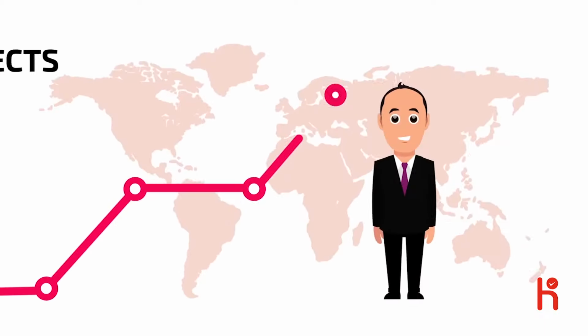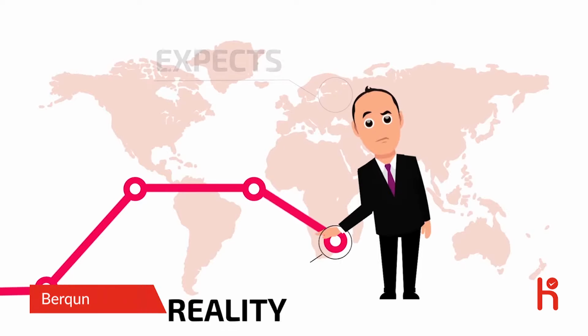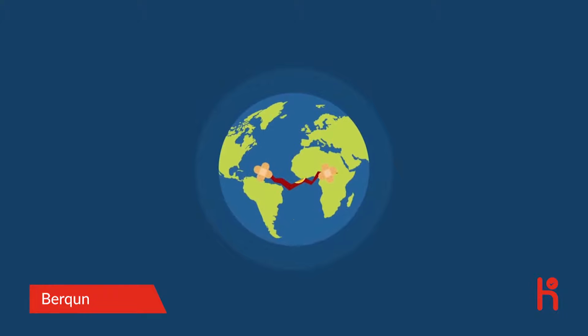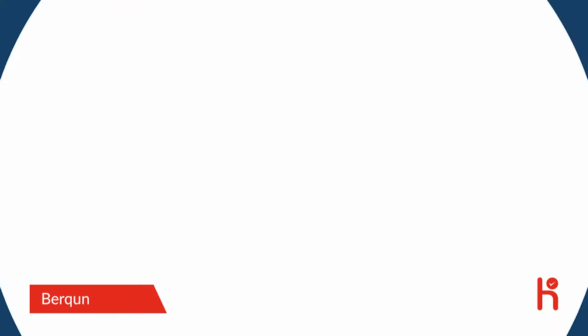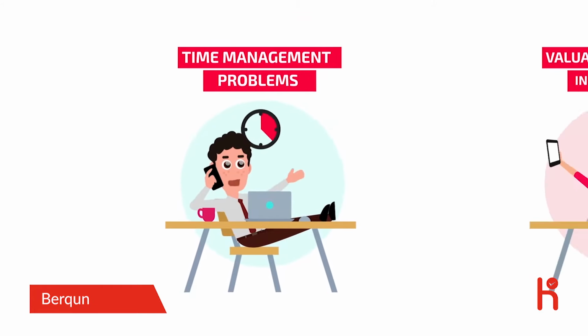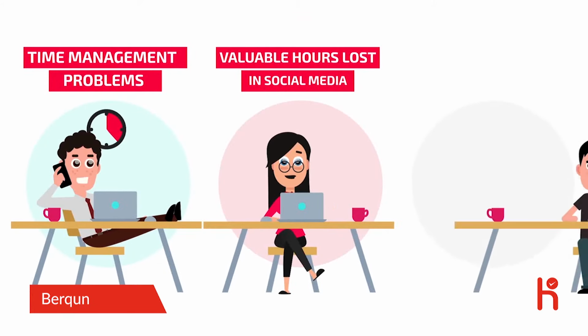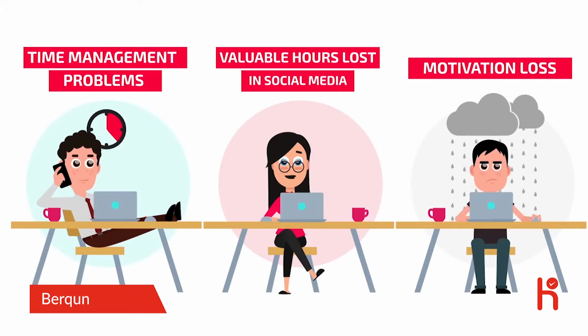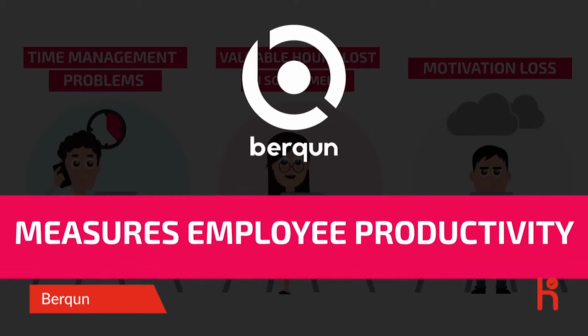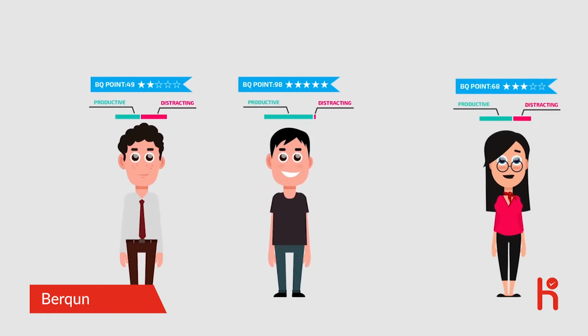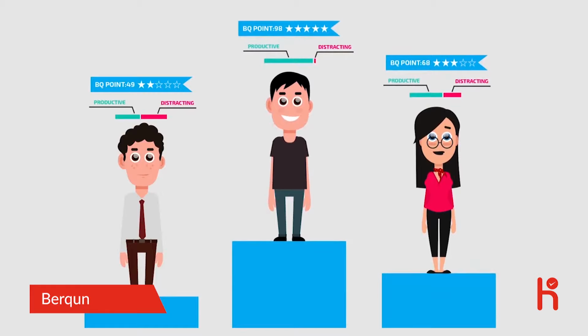This is norm-based performance expectation versus what we have now. Research shows that employee productivity is at most 53%, causing billions of dollars of labor waste for companies. Time management problems, valuable hours lost in social media, and motivation lost due to improper performance judgments are the number one reasons for decreasing productivity. Birkin measures employee productivity and supports you in decision-making processes about your company and employees.